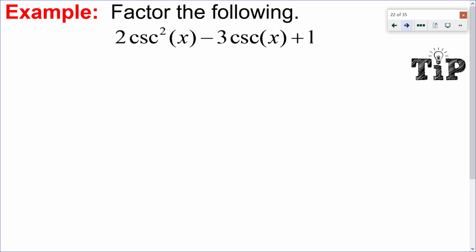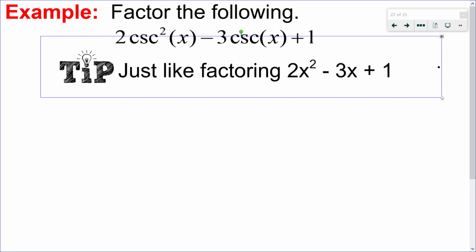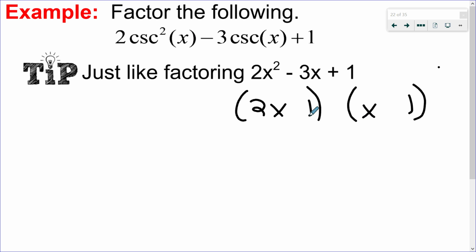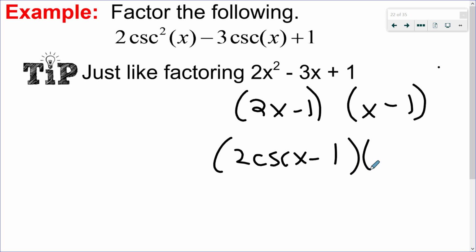Now I have a trinomial, so 2 cosecant squared x minus 3 cosecant x plus 1. Again, this is just like factoring a quadratic, like 2x squared minus 3x plus 1. I know that this one factors as (2x minus 1)(x minus 1). So then just replace the x with cosecant x, and I have the factors.